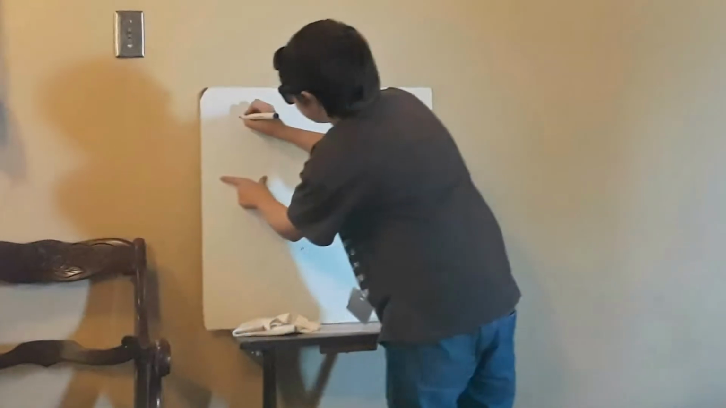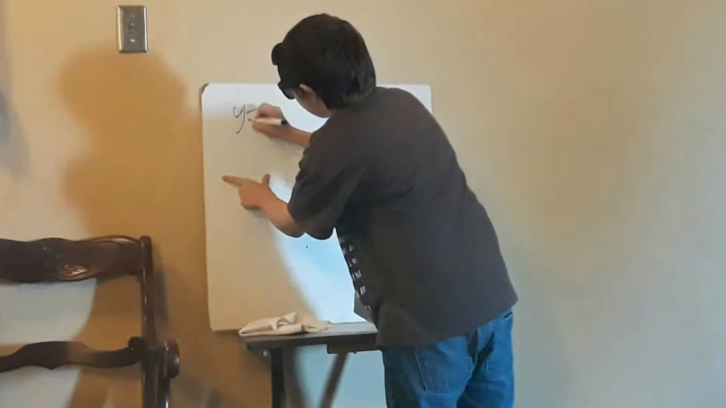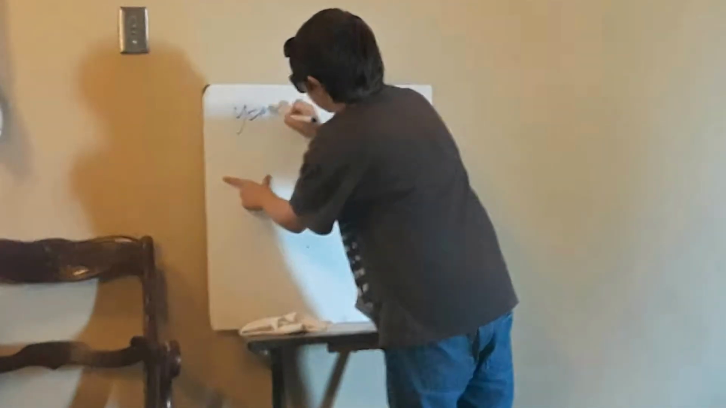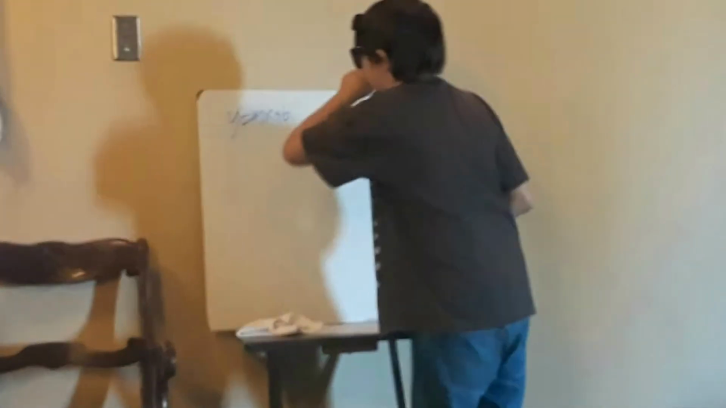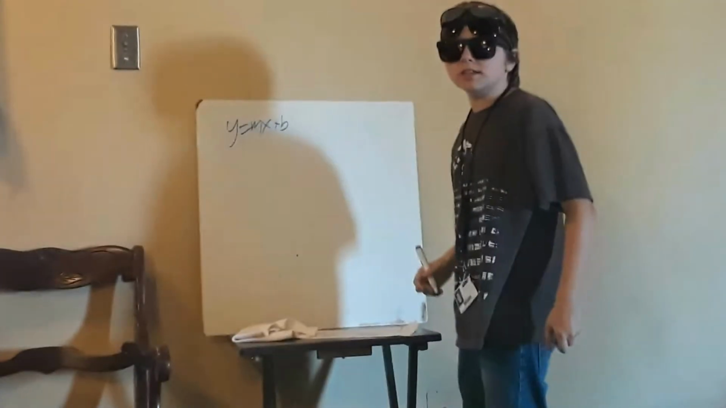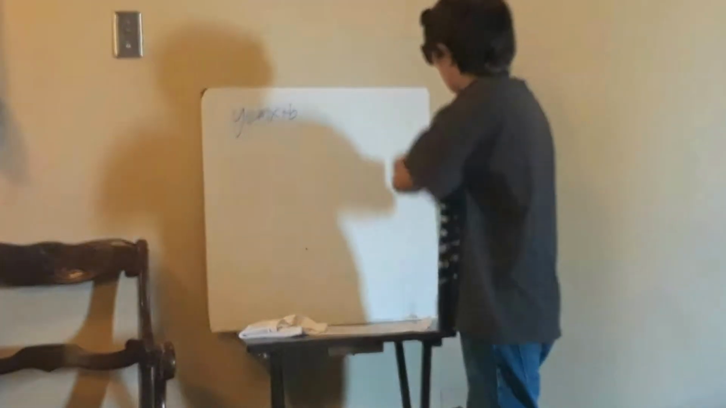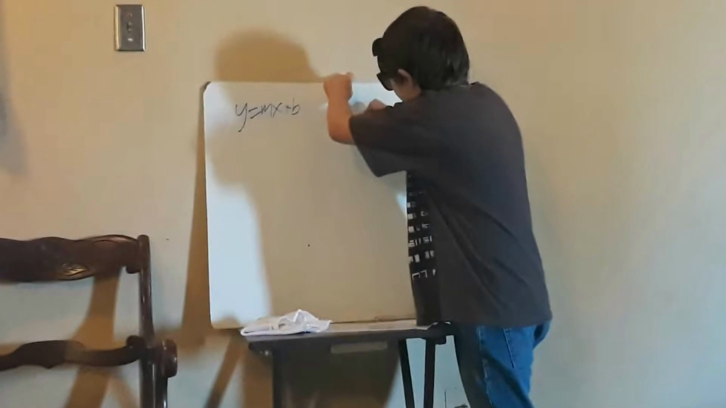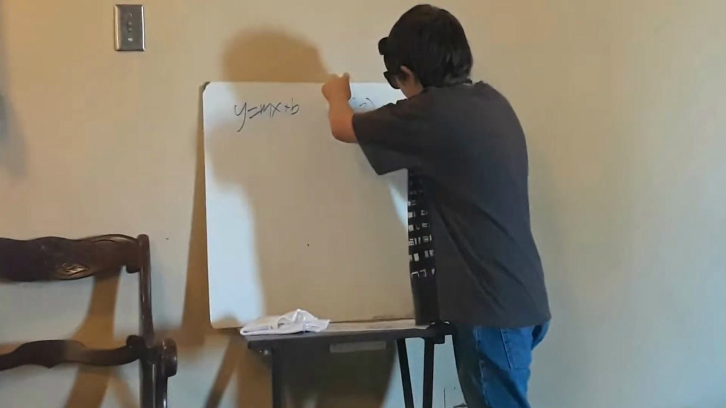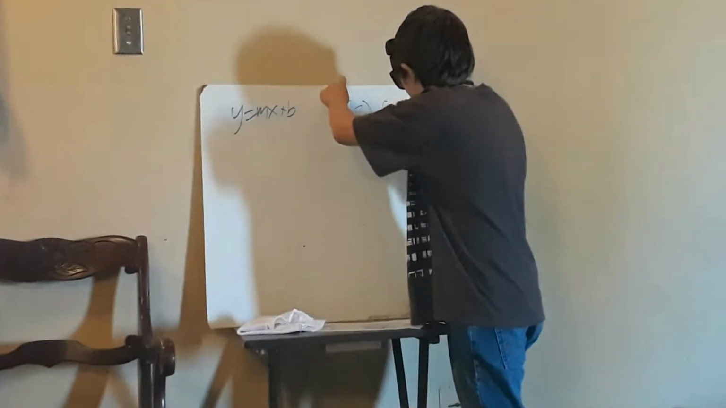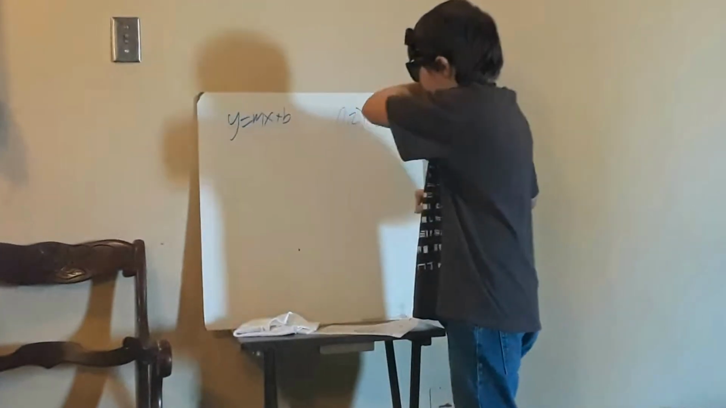Alright, so the beginning, or really everything that comes from slope, is y equals mx plus b. It is the slope-intercept formula. So, an example here: the points (1, 2) and (5, 4).